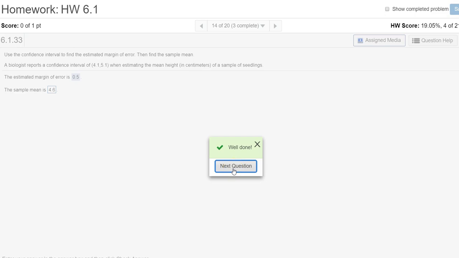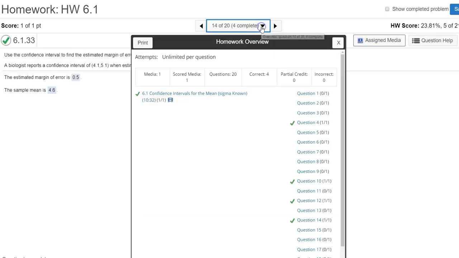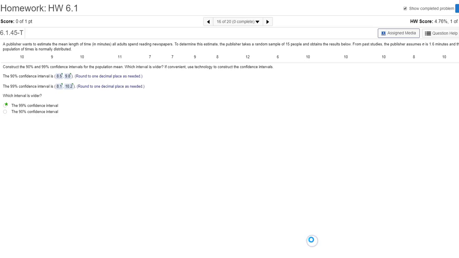Okay? Alright, so the next question is question number 16. Alright, so in this question, it says a publisher wants to estimate the mean length of time all adults spend reading newspapers. To determine this estimate, the publisher takes a random sample of 15 people and obtains the results below. From the past studies, the publisher assumes the standard deviation of the population is 1.6 and that the population of time is normally distributed. Okay, so I have the data here.